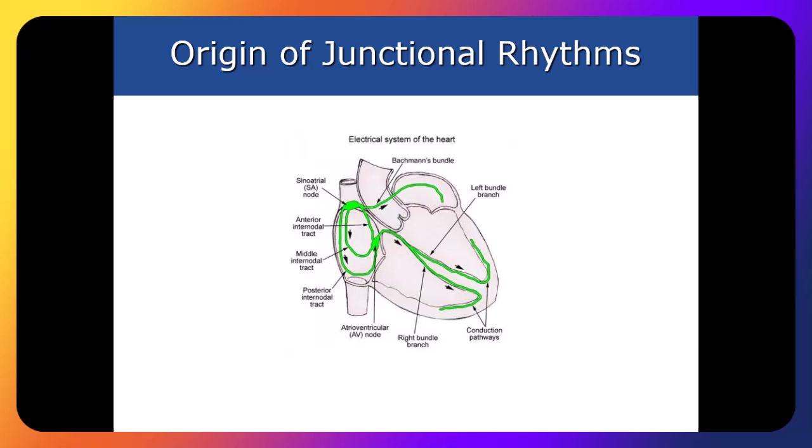Now remember, for your AV blocks, first degree, second degree, type 1 and 2, and third degree block, where do those rhythms originate? In the SA node or the atria. Good. So it could be the SA node, or it could be somewhere in the atria. We're not entirely sure, but we'll simply say it's somewhere in the atria. So AV blocks originate in the atria.